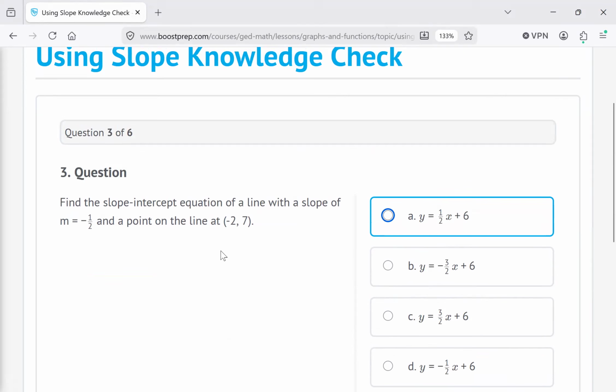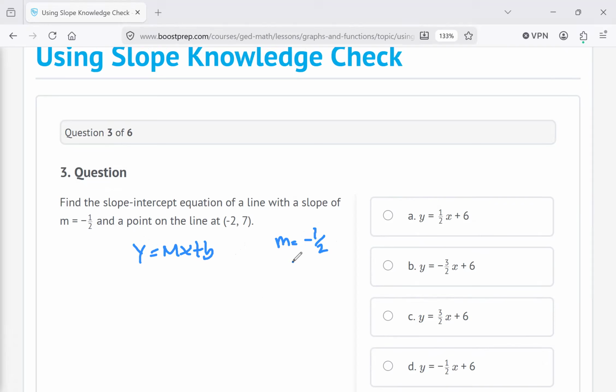Okay, let's try question 3. So question 3 says find the slope intercept equation of a line with a slope of -1/2 and a point at -2, 7. Okay, this one looks doable. So they want it in slope intercept form. What is the slope intercept form? y equals mx plus b. They give us almost everything. They give us the slope, which is -1/2, and a random point of -2, 7. But unfortunately, that doesn't give us our b.